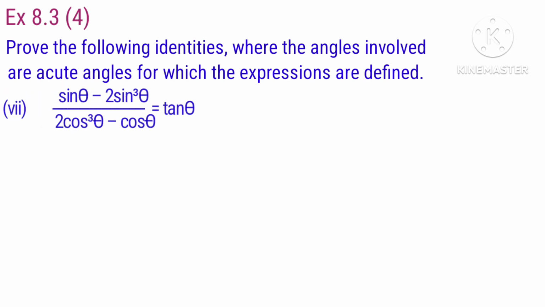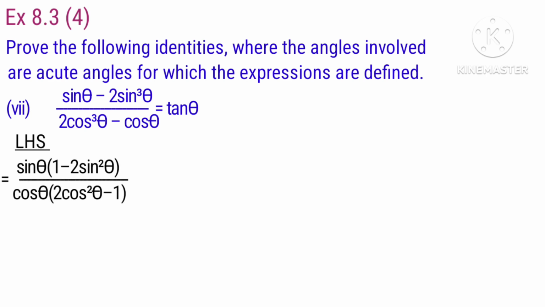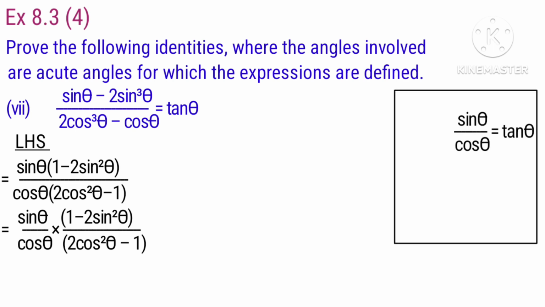Sin theta minus 2 sin cube theta divided by 2 cos cube theta minus cos theta is equal to tan theta. So, here also we have to prove LHS is equal to RHS. For the LHS, we have to take sin theta as common in the numerator and cos theta as common in the denominator. So, we'll get sin theta into 1 minus 2 sin square theta divided by cos theta into 2 cos square theta minus 1. That step can be written as sin theta divided by cos theta into 1 minus 2 sin square theta divided by 2 cos square theta minus 1. Here sin square theta divided by cos square theta is equal to tan theta.